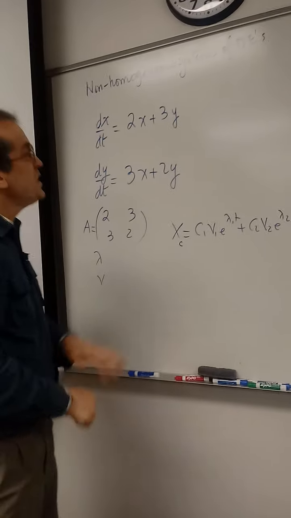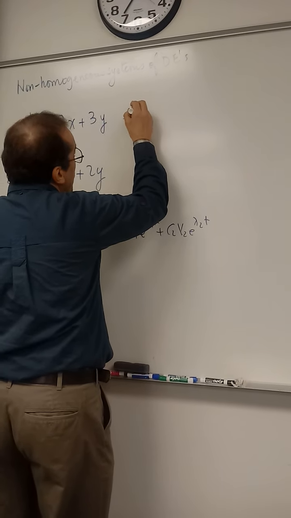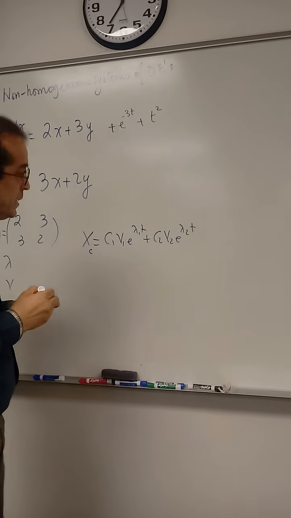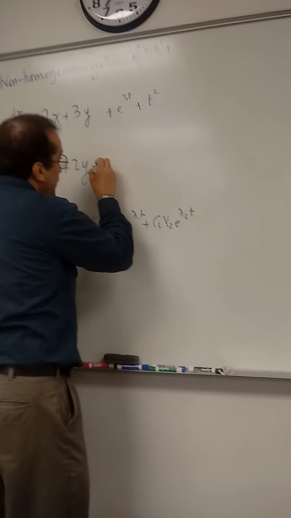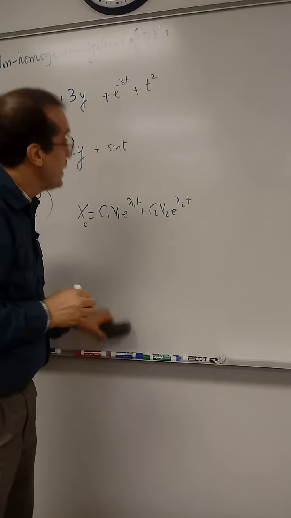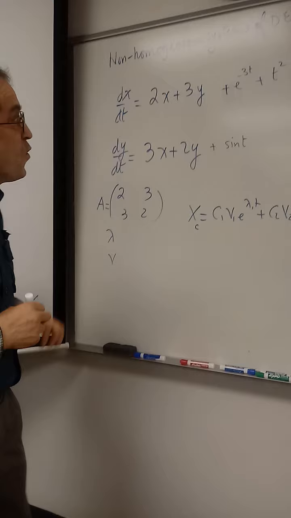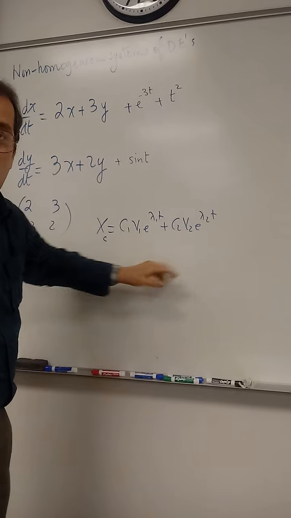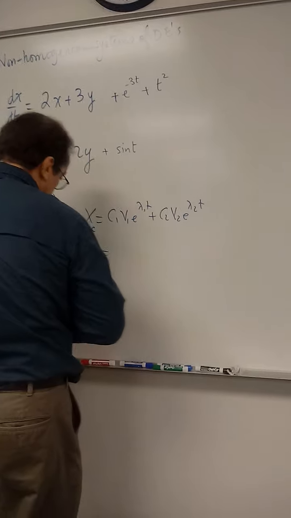What if there were additional terms? For example, we could add e to the power minus 3t plus t squared, assuming lambda 1 is not minus 3, and then here we could add, let's say, sine t. Well, the system becomes non-homogeneous, and when you're solving a non-homogeneous system, first you need to solve the homogeneous part. That means remove these, solve, and you get x sub c. We did this before. And then we need a particular integral, a particular xp.